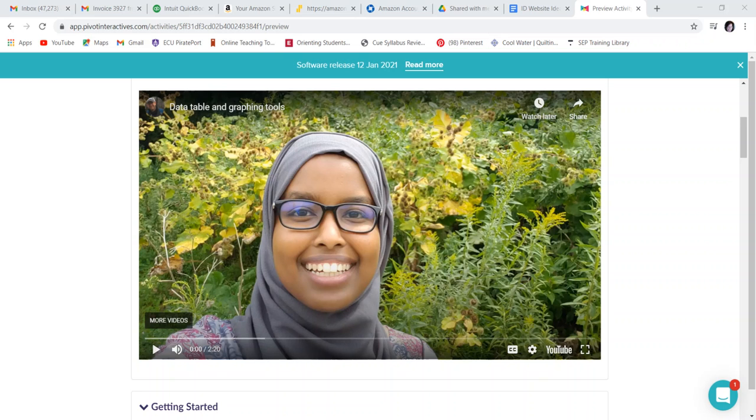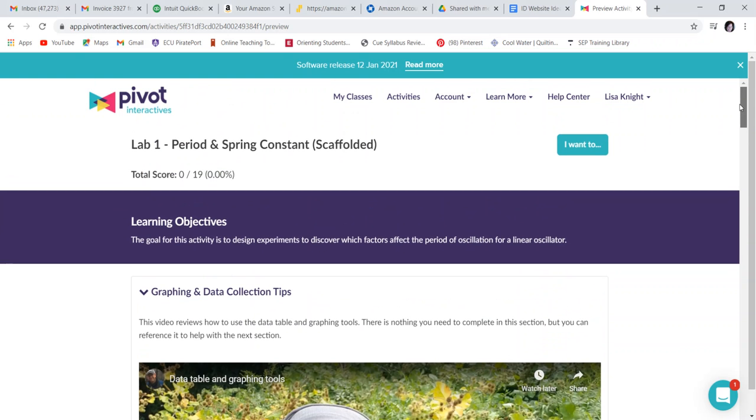Hi, I'd like to talk a little bit about your first lab in Physics 152. In this lab, you are going to be looking at the period of a spring as it oscillates up and down and how it relates to the spring constant. So remember, a spring constant is purely a function of the material, how stiff the spring is.